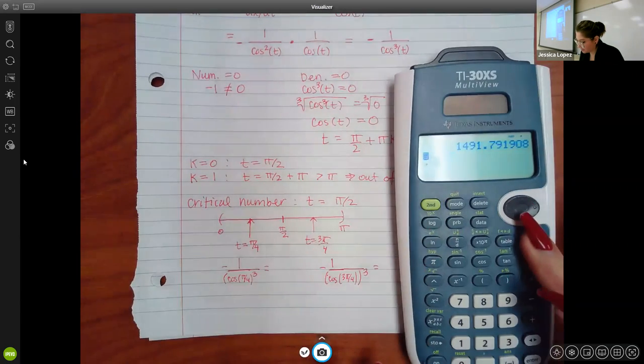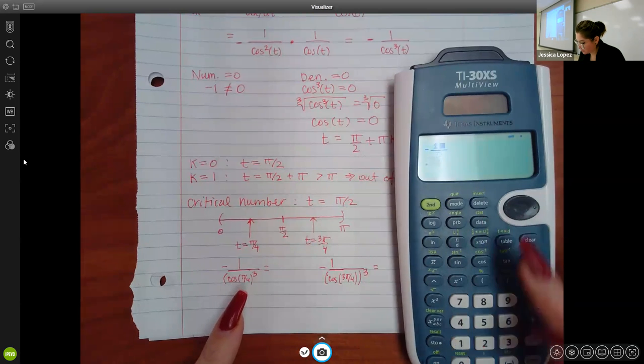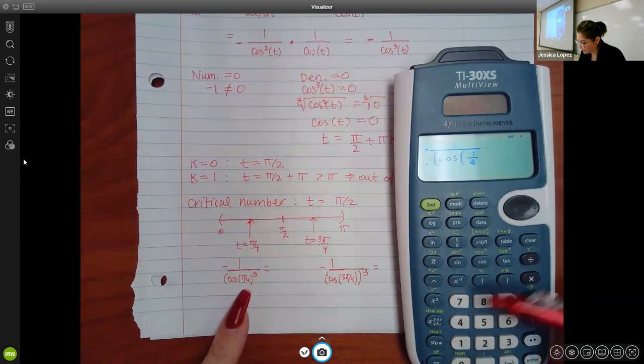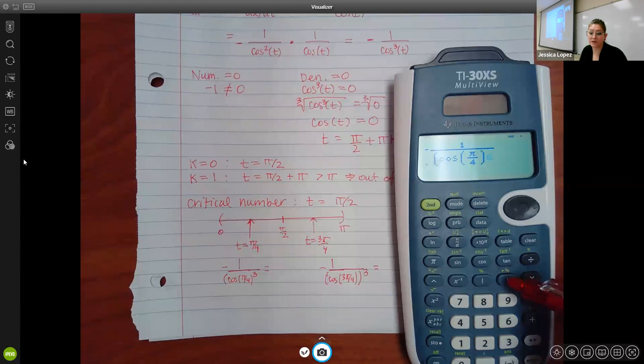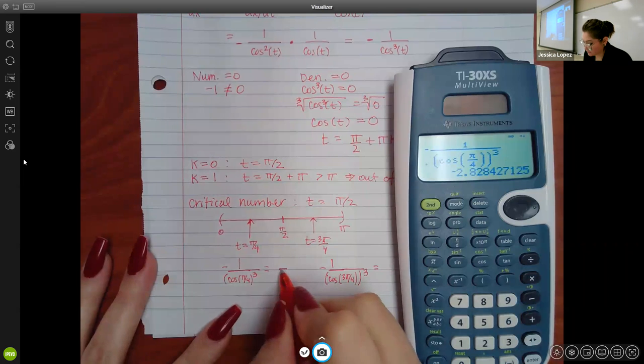Second, clear. So I'm going to type negative fraction 1 over parentheses cosine of pi over 4. Now I need to close the parentheses for the cosine, but then I need to close the parentheses that's in front of the cosine. And then I can cube it. So it's taking the cosine of just pi over 4, but then that whole quantity, it's going to cube. And I get a negative answer.